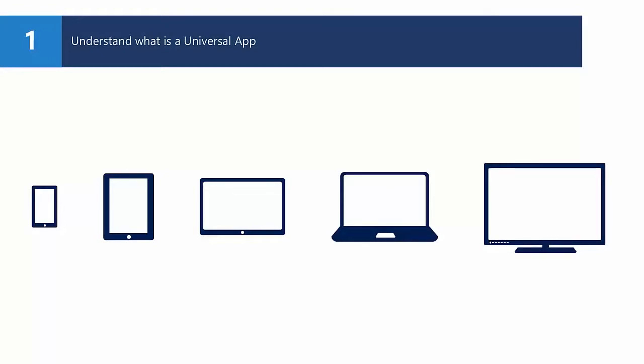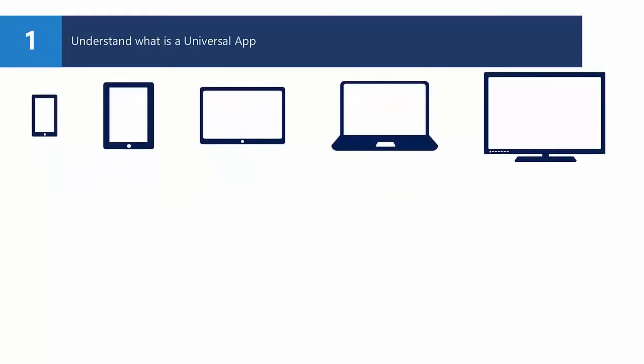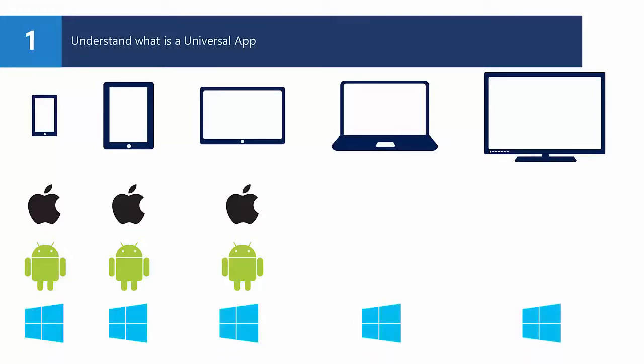The Dynamics NAV Universal app gives you the right experience tailored to your device size and input methods, whether that is touch or keyboard and mouse. Let's see what this means on each platform. On Apple iOS devices, you can install the app on iPhones and iPads. On Google Android devices, you can install the app on Android phones and Android tablets. On Windows devices, you can install the app on Windows phones and Windows tablets, and on additional 2-in-1 hybrid devices, notebooks and desktop computers.